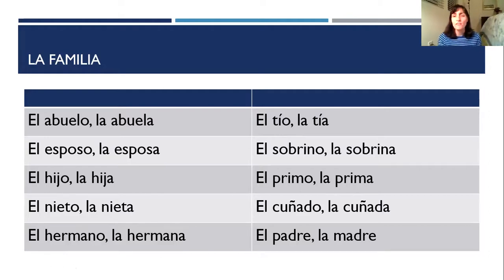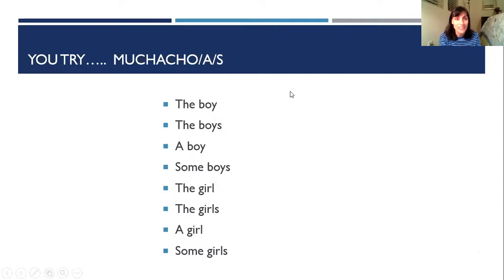So again, often O is masculine, often A is feminine, but sometimes it ends in another vowel like an E, sometimes it ends in a consonant and you just don't know. So when you learn the word, learn its gender and associate the article with it to help you remember. All right, so how would you say the boy? Okay, the word for boy is muchacho. So the boy would be el muchacho.